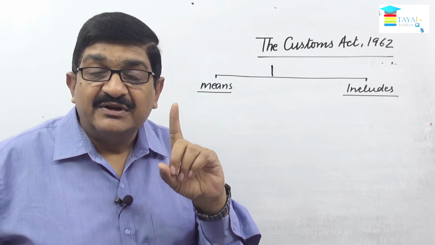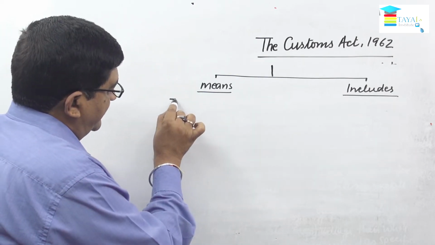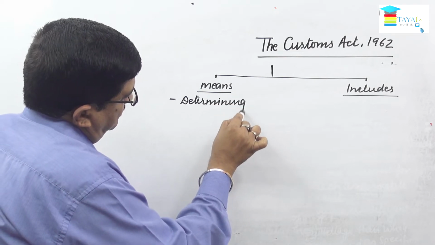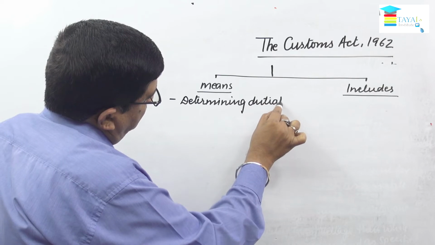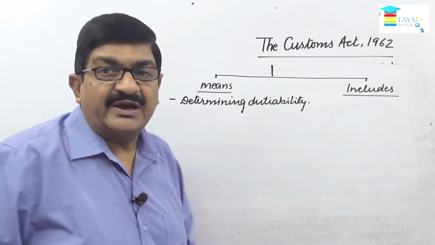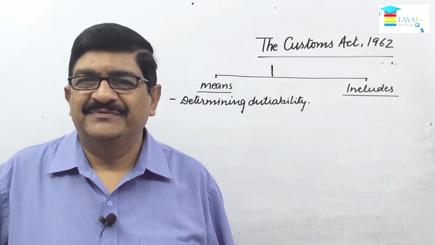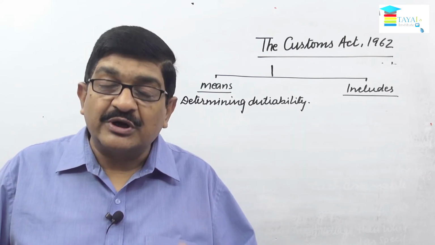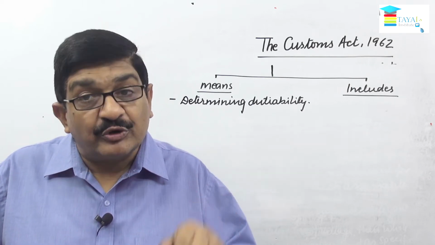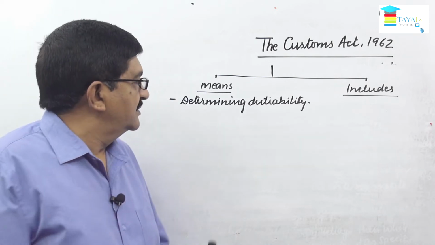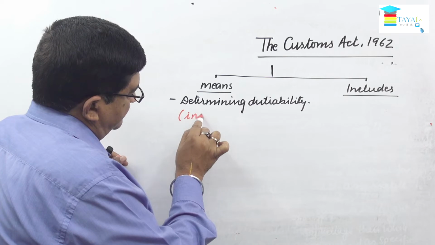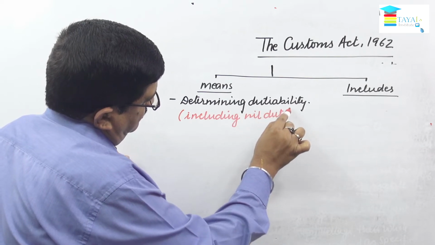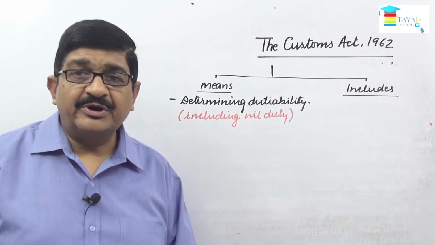The first thing in assessment, number one, is determining dutiability. Whether any duty is payable or not. Whether goods attract any duty. So, even if there is no duty or the nil rate of duty, that is also required to be determined in accordance with the procedure of law, and that is also called assessment. Including nil duty. So, the duty is nil.